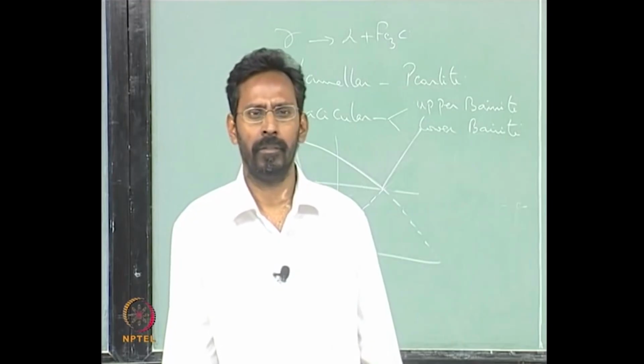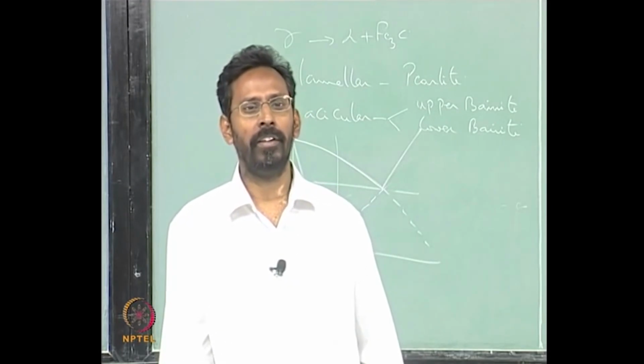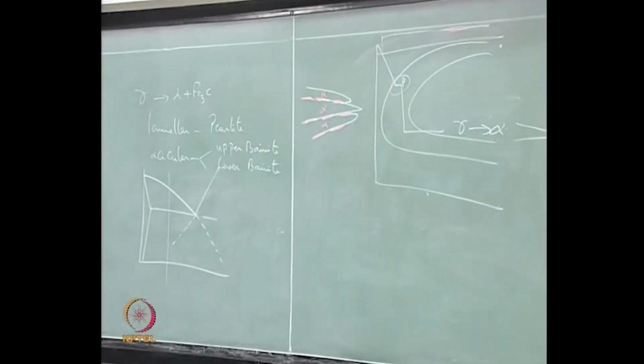That is also a phase transformation. Gamma is giving you a cementite, there is a phase transformation, simple geometry, that is it. You should know that here.